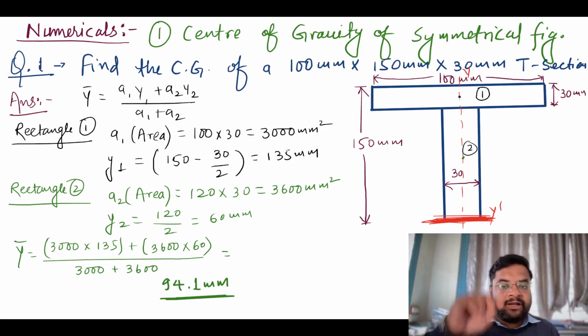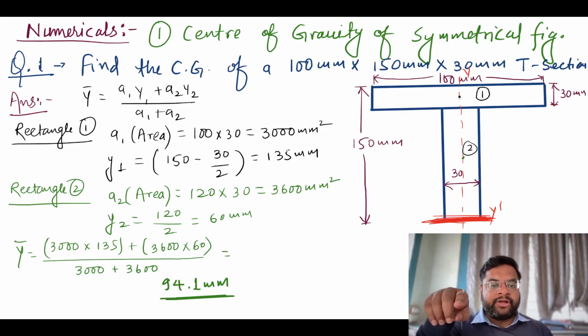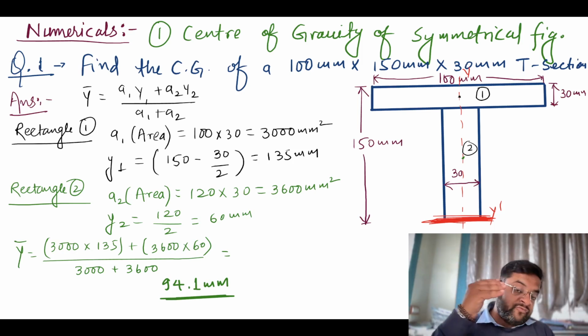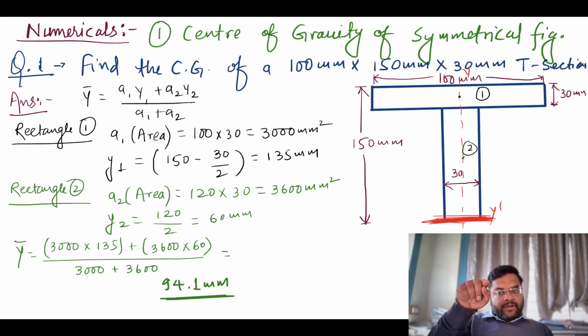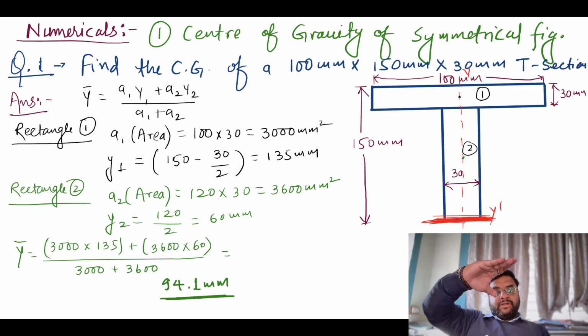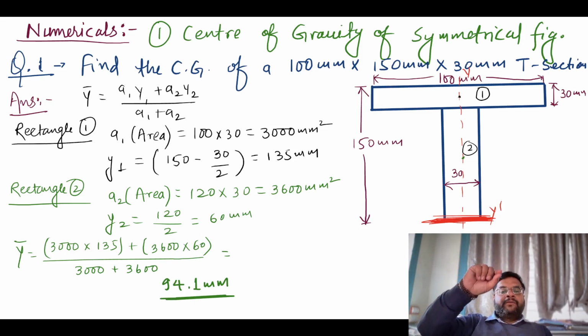So first is rectangle a1, 100 into 30, that is 3000 mm square, and y1, the center of gravity of the upper rectangle, is that point, and we have to calculate from the bottom of the figure. So 150 is the whole length, and 30 is the length of the rectangle, and the center of gravity of a rectangle we already know is half of the line. So 150 minus 30 by 2 is 135 mm.